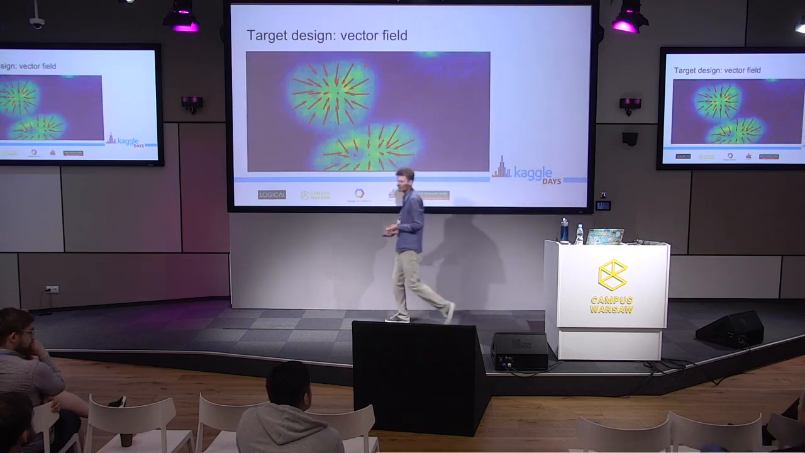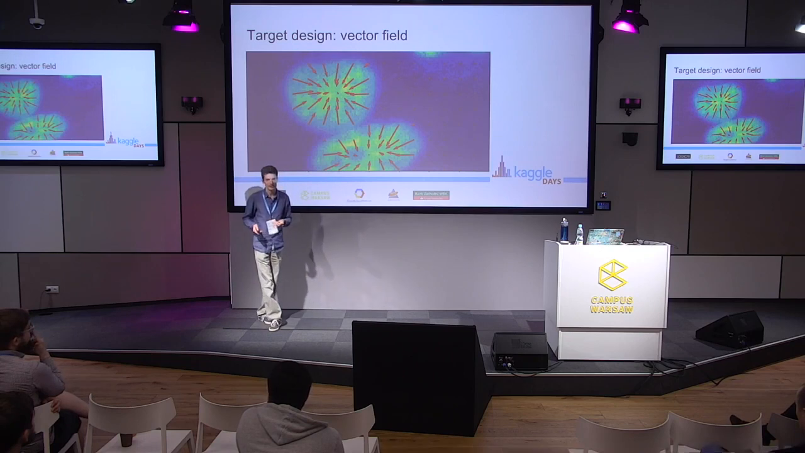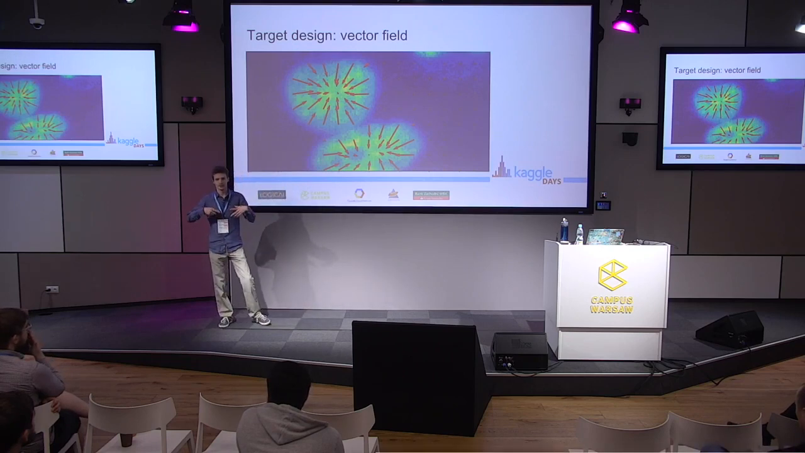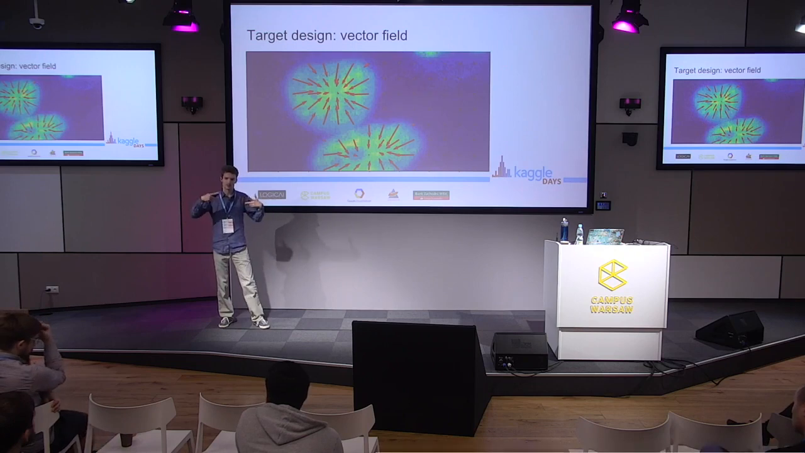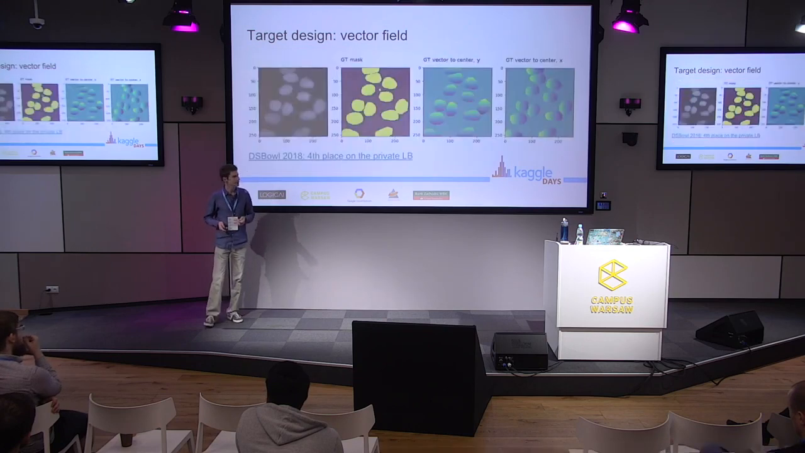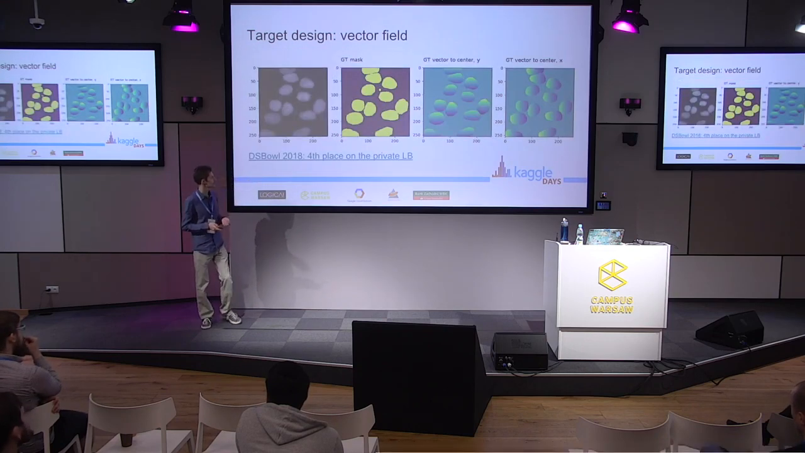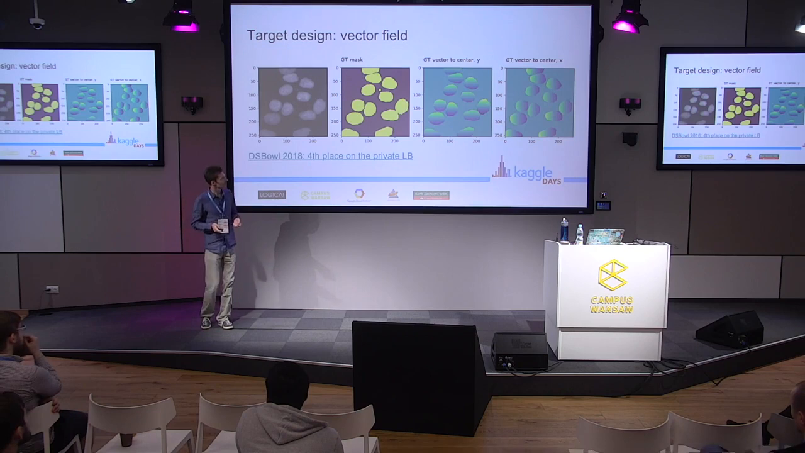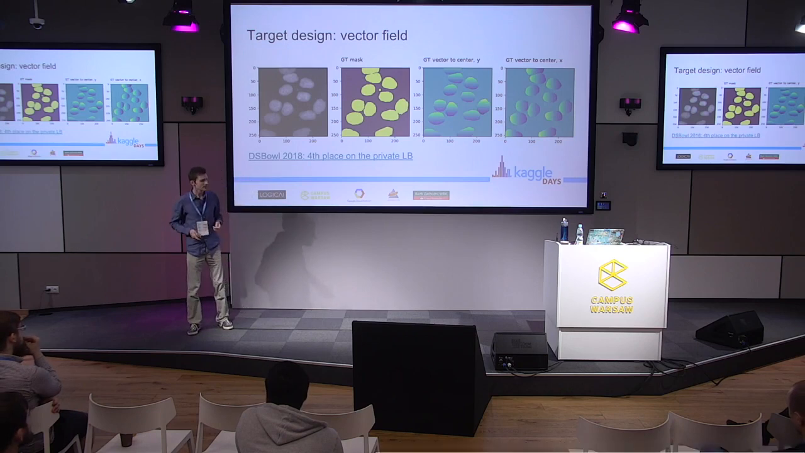Another example from the same DSB competition: to help with segmentation, we can try to predict the vector field which points to the center of the cell. An interesting thing about this vector field is that if you're doing rotation, then you need to rotate the vectors, so it's different from rotating the masks. And it was used by the 4th place team there. So here are their examples.